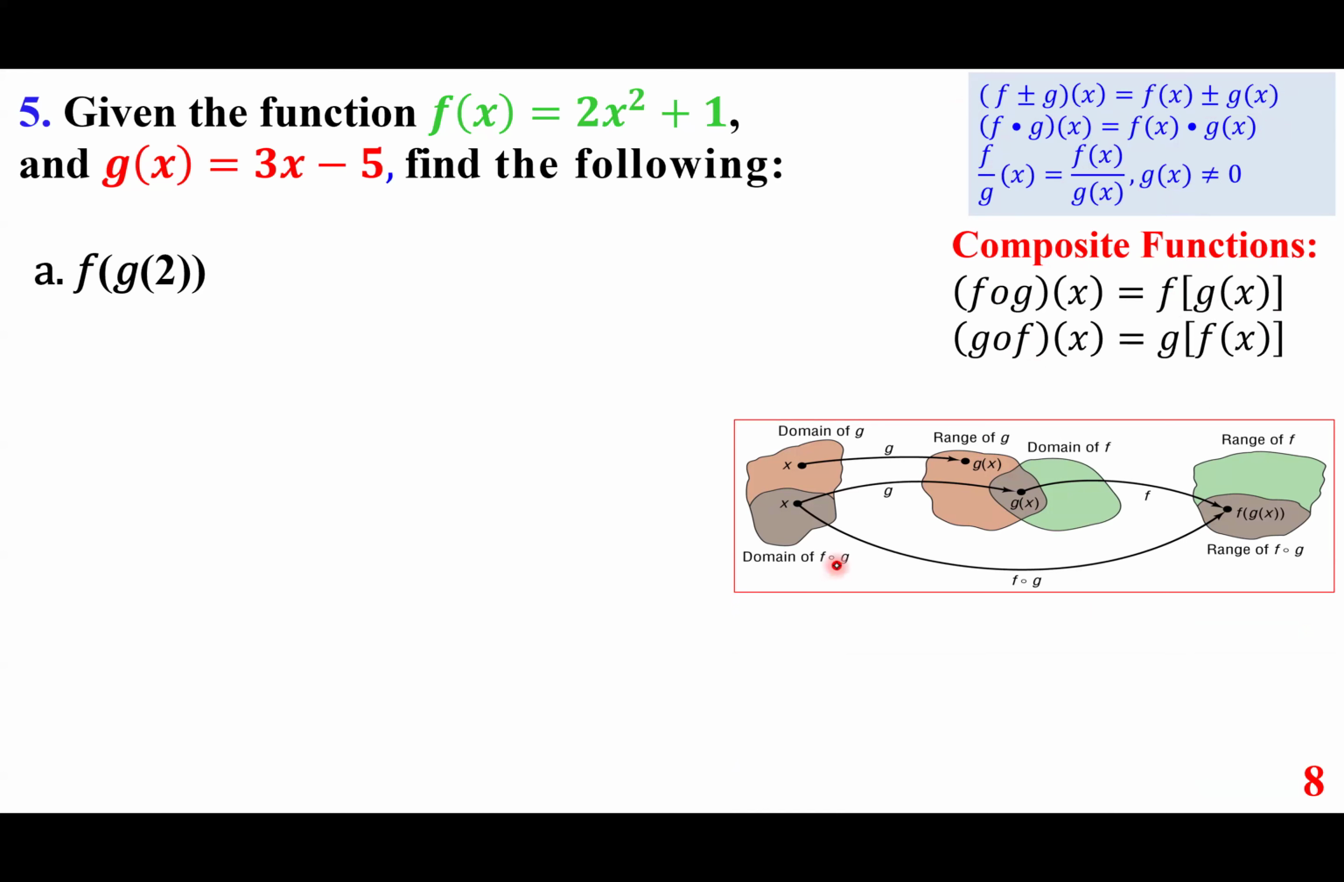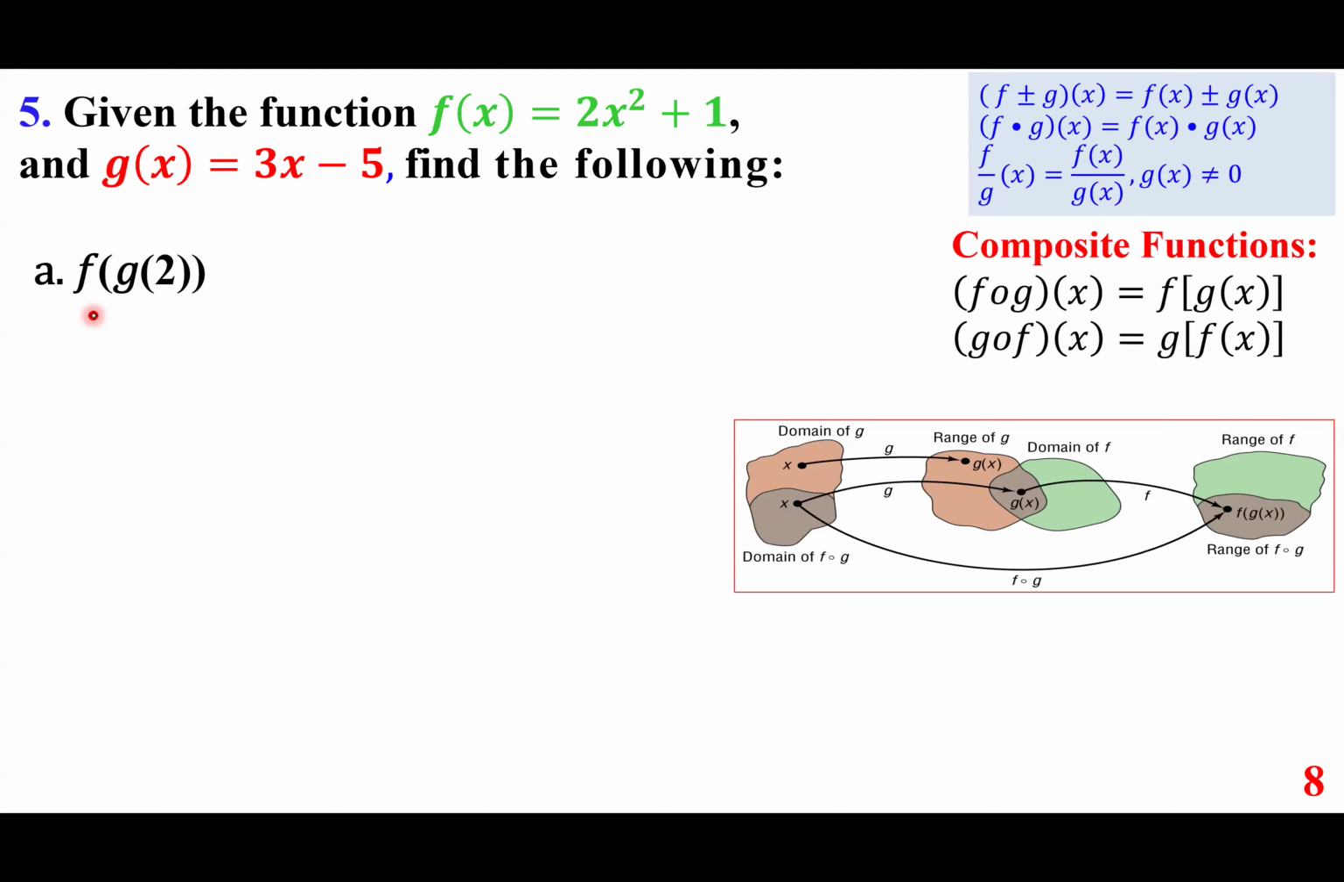The domain of f of g, and this would be the range of f of g if we start with the g function. This is the domain of f, range of f. This is the domain of g, range of g, and f of g is such that g of 2, the range of g, becomes the domain of f of g.